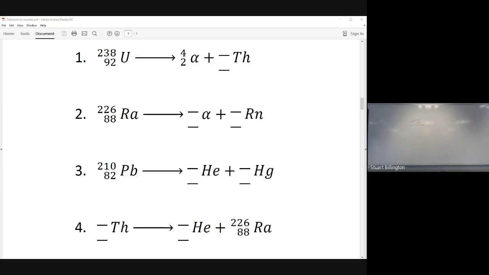Okay, let's have a go at the first one. So it's an atom of uranium. That's what the U stands for. And uranium's got 238 protons and neutrons altogether, and 92 of them are protons. It's going to lose an alpha particle. Tell me what numbers we always write for an alpha particle. Shout it out. Or write it on the chat.